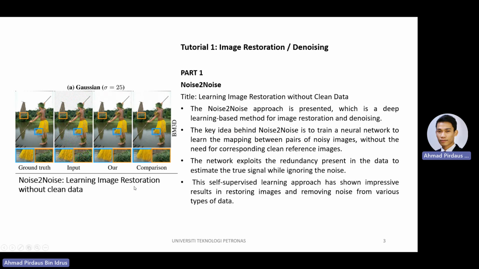The key idea behind Noise2Noise is to train a neural network to learn the mapping between pairs of noisy images without the need for corresponding clean reference images. The network exploits the redundancy present in the data to estimate the true signal while ignoring the noise. This self-supervised learning approach has shown impressive results in restoring images and removing noise from various types of data. Here is an example photo from Noise2Noise, learning image restoration without clean data.